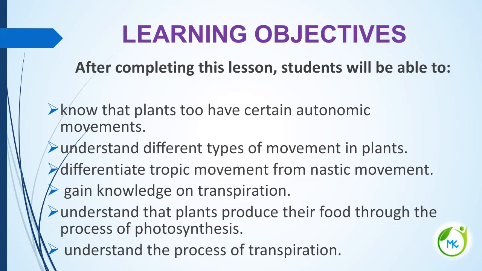So after the completion of this lesson, we will come to know that plants have certain autonomic movements, that is, the movements that take place on their own in plants. And also we can understand the different types of movements in plants. And we will be able to differentiate the tropic movement from Nastic movement. And we can also gain knowledge on transpiration and its process, and photosynthesis and the process of production of food.